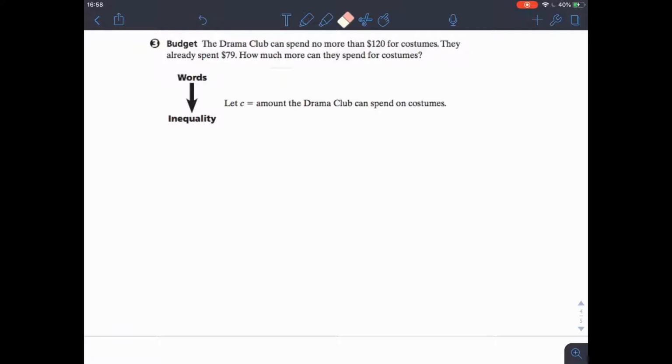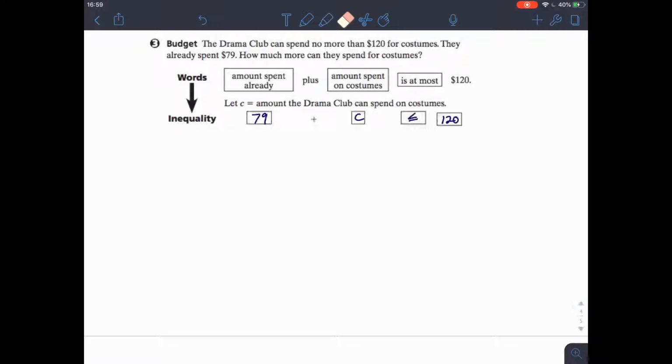How did it go? In this problem, we saw that we had some money already spent and we had a limit for our budget. So we could take the amount that's already spent, and if we add it to the amount that we are going to continue to spend on costumes, we know that the answer can be at most $120. With that information, we just need to plug in the amount we spent, which is $79. We can use C to represent the amount spent on costumes.